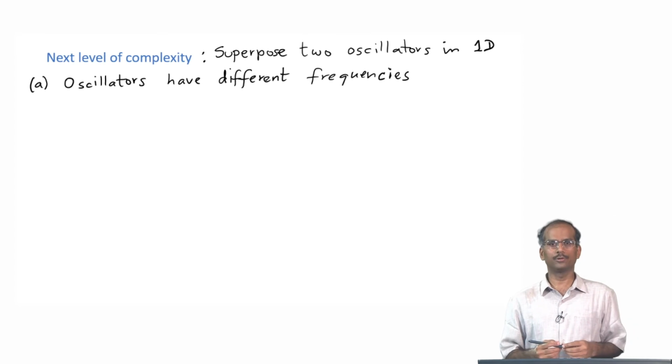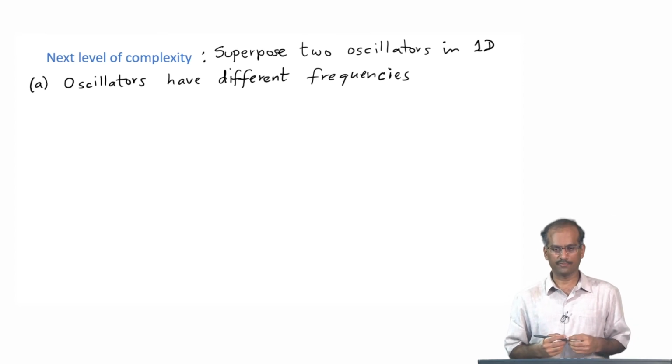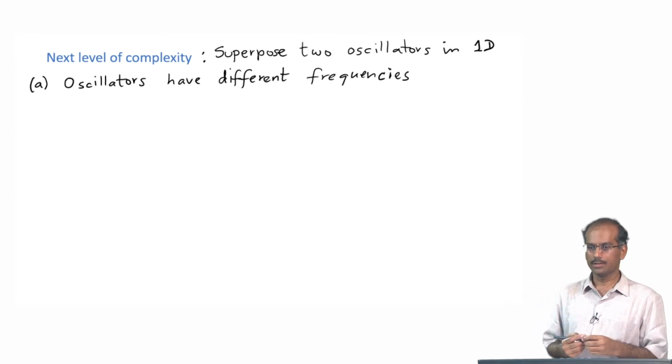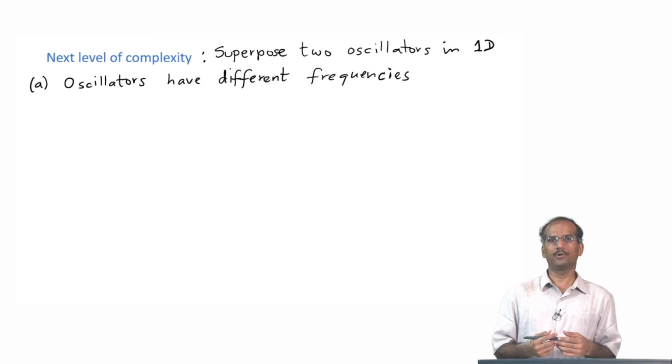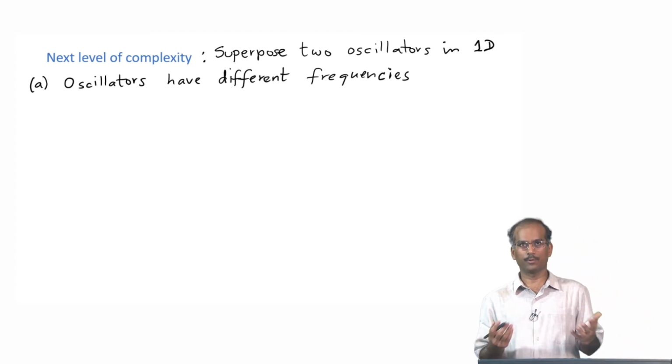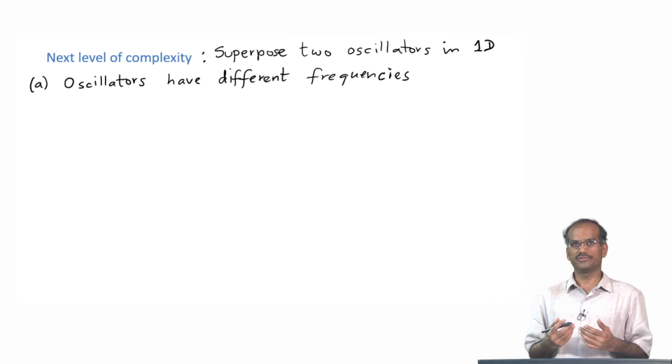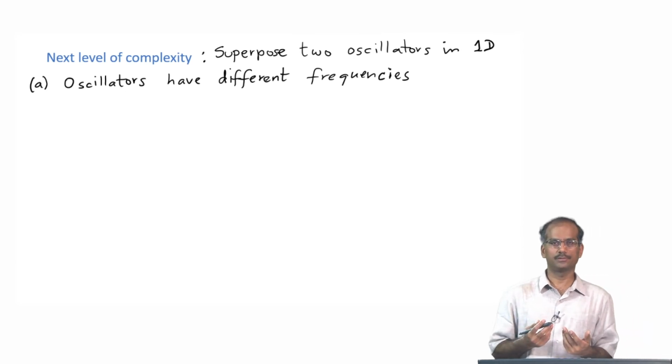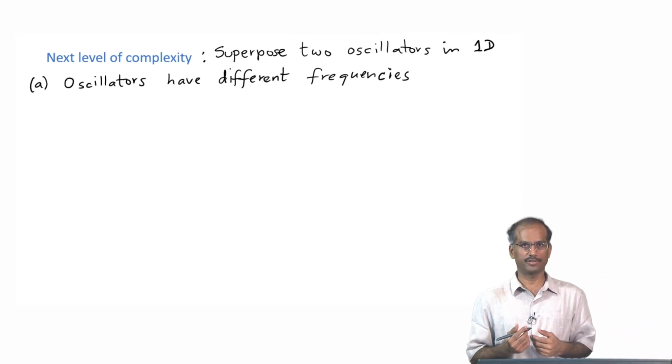So, now let us go to the next level of complexity. Earlier we combined two oscillations in one dimension which had the same frequencies, but different phases.